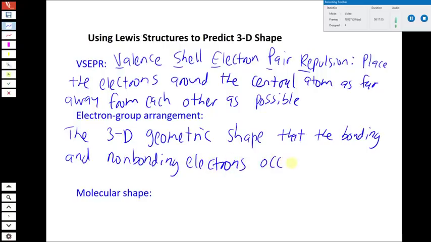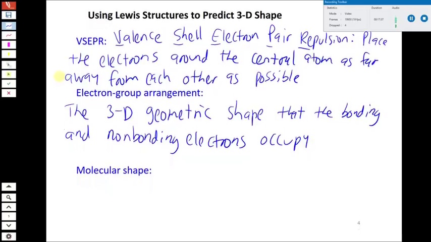As we said, in many cases, the central atom is going to have some combination of bonding electrons surrounding it that are shared with other atoms in the structure, or it might have some non-bonding electrons, those lone pair electrons that often end up on the central atom. And the electron group arrangement is just the shape occupied by all of those things together, all of the groups that surround the central atom.